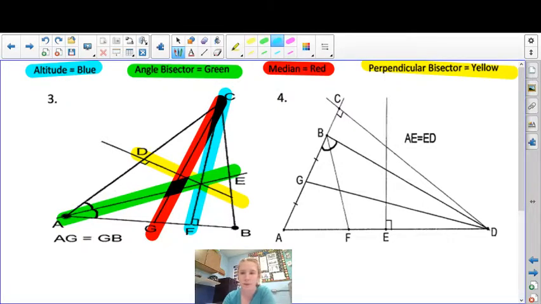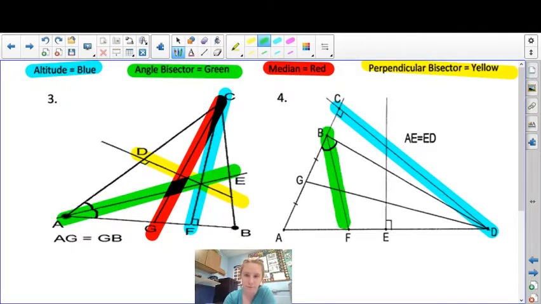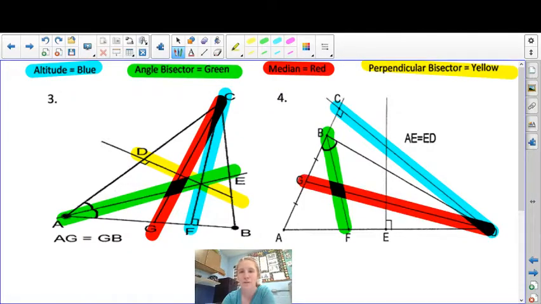All right, altitude again has to go from an angle, so it can't be this one. It's going to be on the outside this time. Angle bisector, well, angle B gets cut. Median has to go from an angle to the side opposite. It's got to be D. And then perpendicular bisector, side to a side, cuts it in half, so that has to be E.